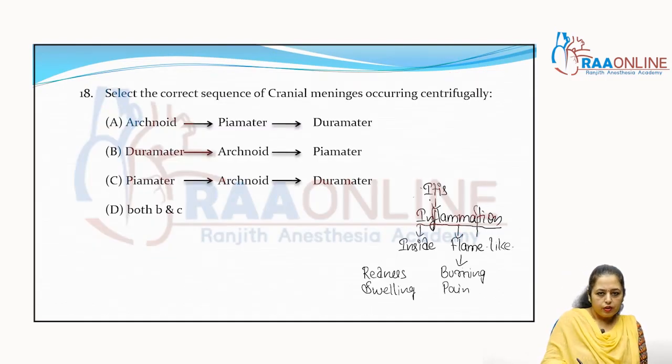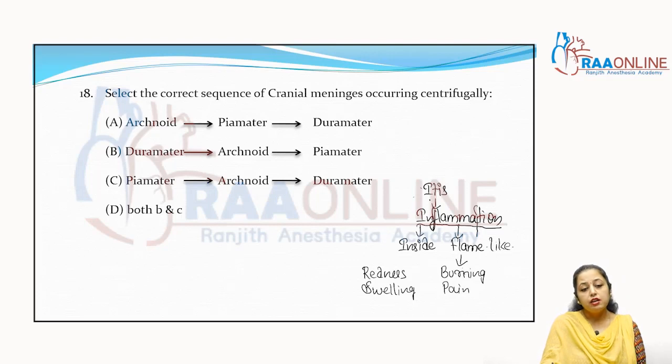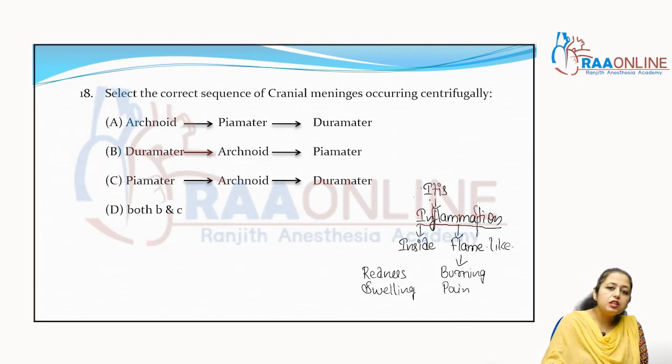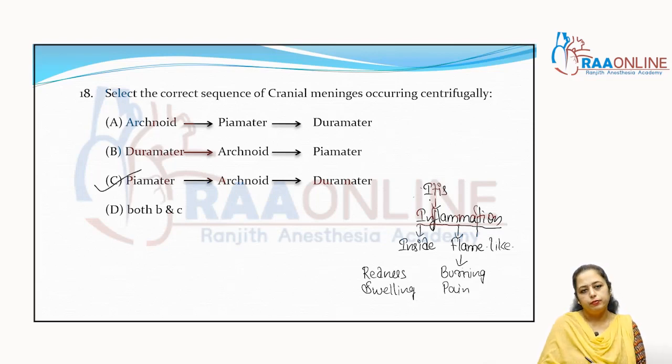Clear? So the correct sequence of the cranial meninges occurring centrifugally, right? Centrifugally, what does it mean? That means inner to outer. So pia mater is innermost, the arachnoid is the middle one, and the outermost is the dura mater. So the answer is C. Clear?